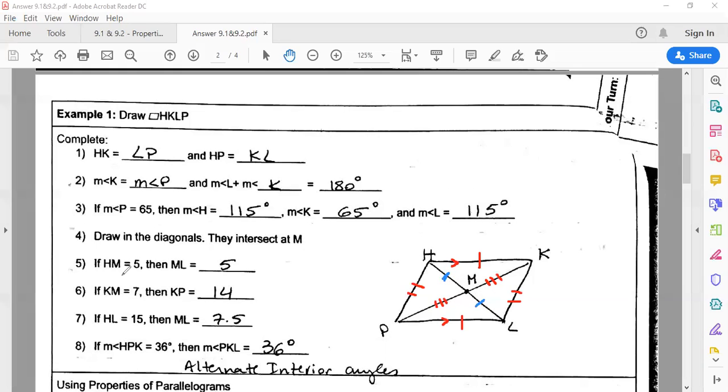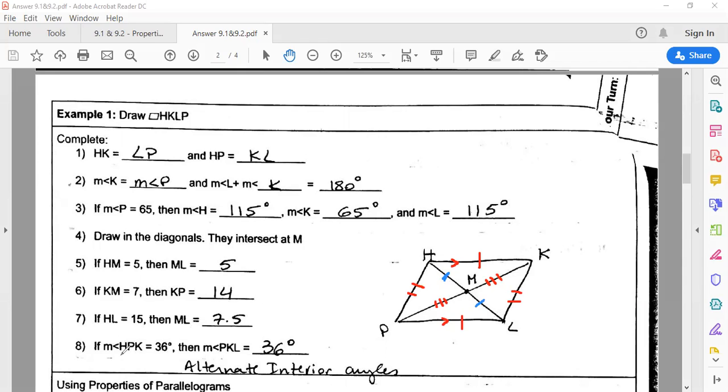So now let's look over here. If HM is 5, then ML, remember they're congruent and M is the midpoint, has to be 5. If KM is 7, then KM is half of KP, so you double and you get 14 for KP. Then if HL is 15, what's ML? HL is double ML, so ML is half, which is 7.5.